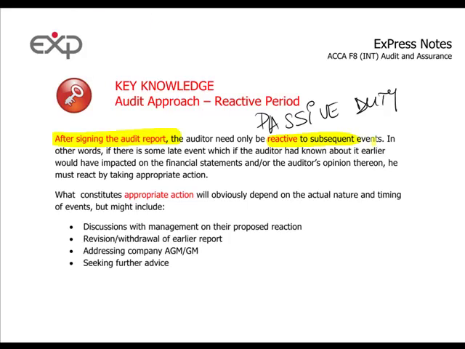If there's some late event which the auditor had known about earlier and would have impacted the financial statements, then he must react by taking appropriate action. What would be an appropriate action? Now that depends. He probably has to discuss with the management on the proposed reaction. He must consider the revision or withdrawal of the earlier report. He must address the annual general meeting, and probably he has to seek further advice in such a situation, and that further advice would most probably include legal advice.